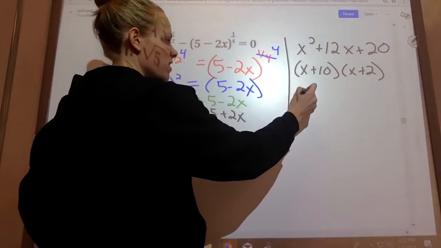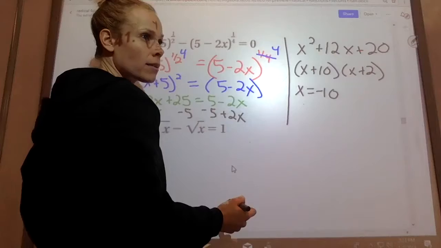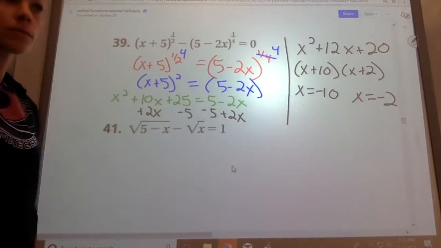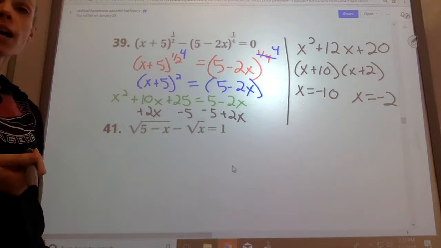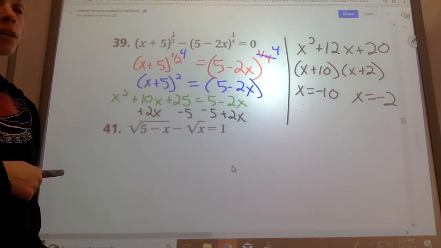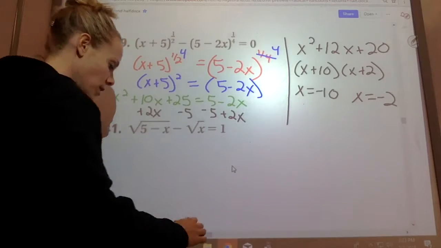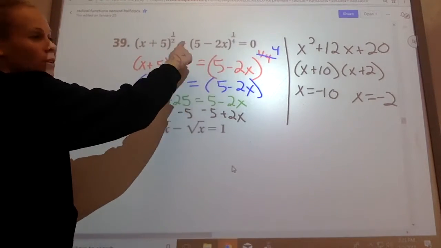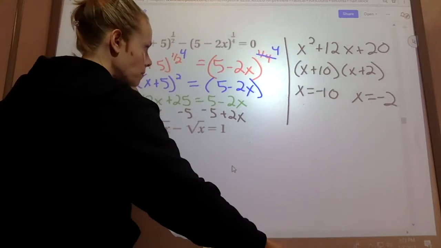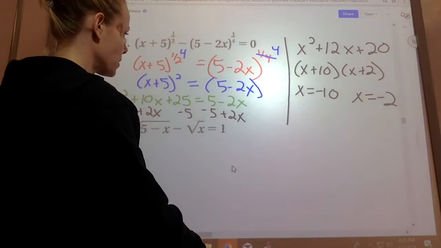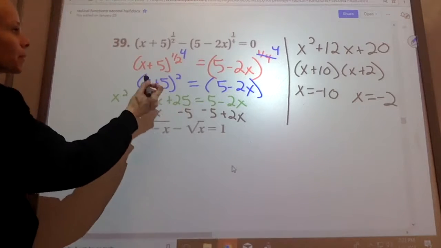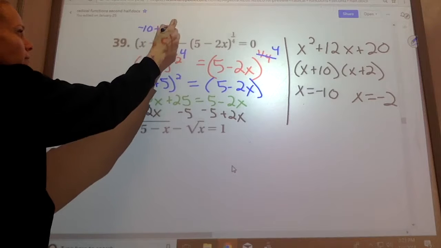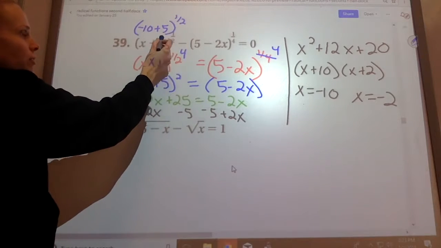So what are my answers? -10 and -2. Okay. But since it was a quadratic, we do need to check our answers. Make sure they work, okay? So go back up to your original. You have to go back to the original equation. And this is where learning all our properties come in handy. I'm going to put in, let's do -10 first. So -10 plus 5 to the 1/2, and I could actually stop there.